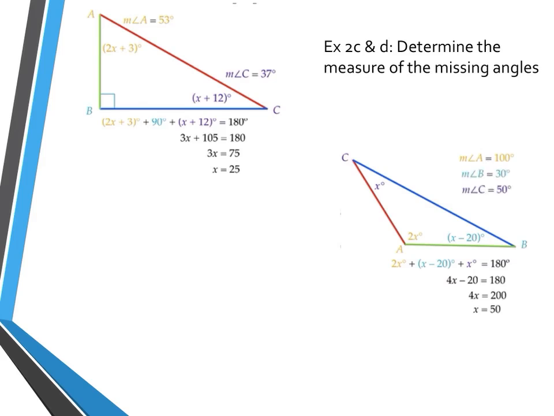So we have measure of angle A equals 100 degrees, measure angle B is 30 degrees, measure angle C is 50 degrees, and you can always double check to see if your work is correct by adding up all three angles and seeing if they add up to be 180 degrees, which is what it should be.